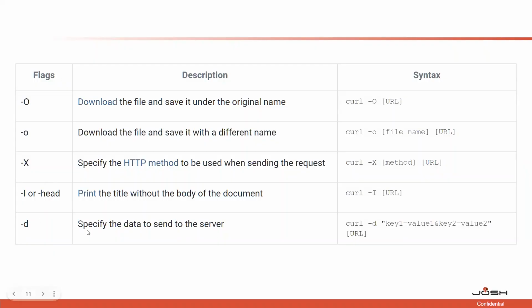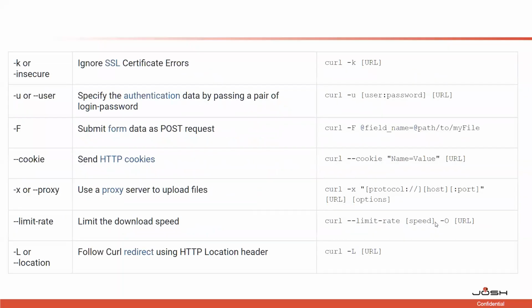Yeah, hyphen D: specify the data to the server. As you can see in an example, small d and key value pairs. So you could send key value pairs, you could send JSON data using the hyphen D.